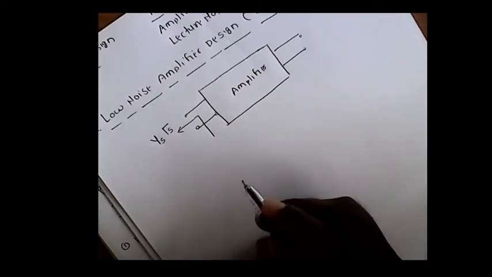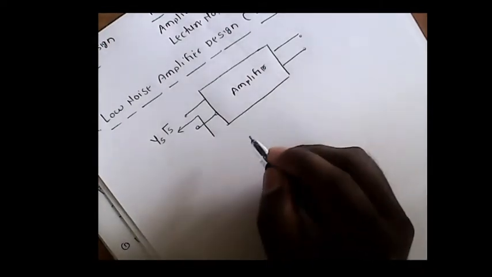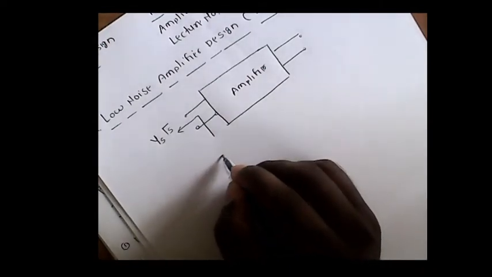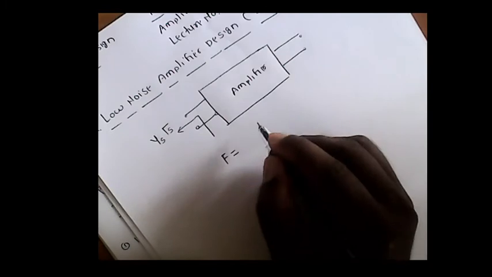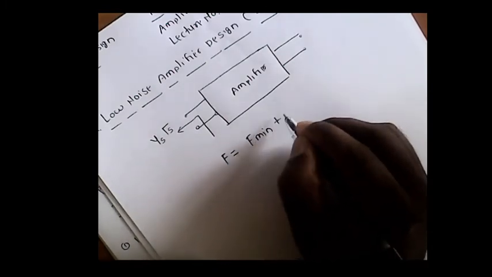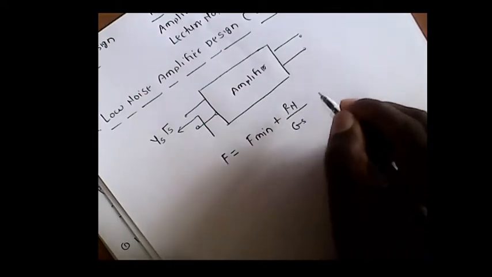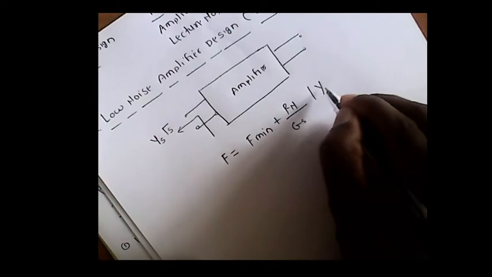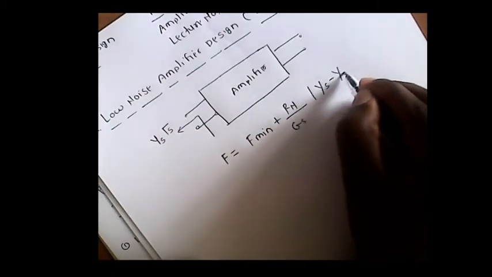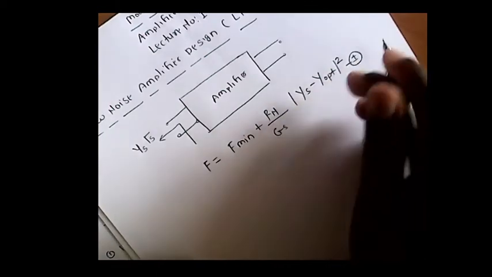As shown in the reference figure, the noise figure for this two port network is F equal to F minimum plus R of N divided by G of S times mod of Y of S minus Y optimum squared. So this is equation number 1.